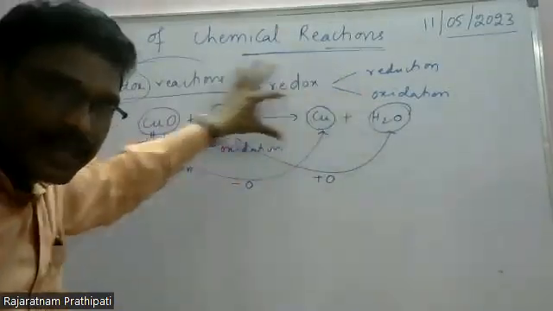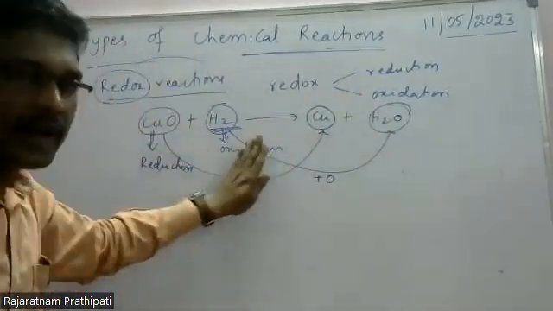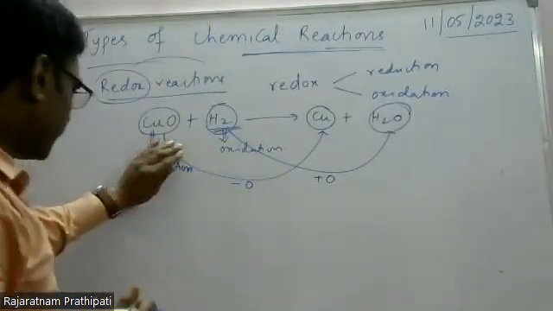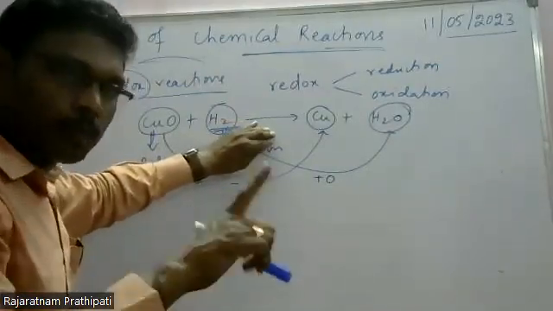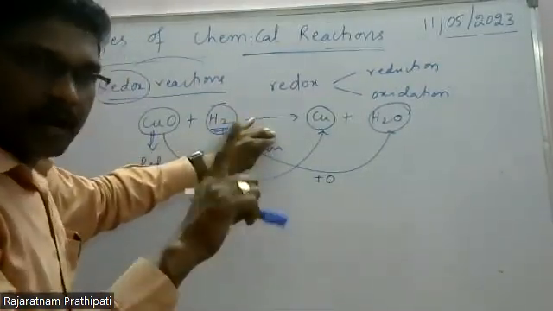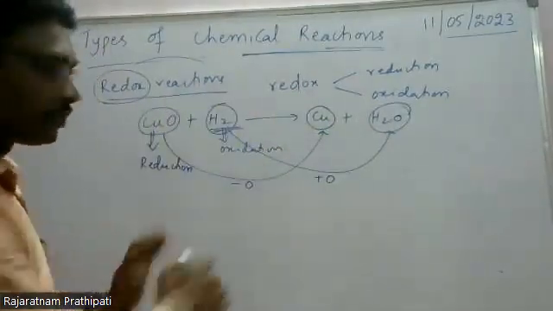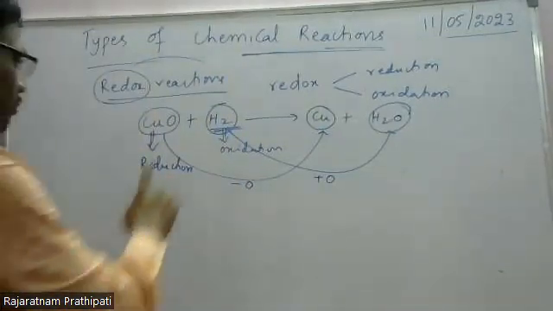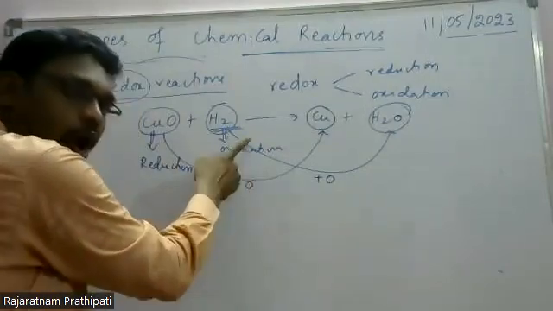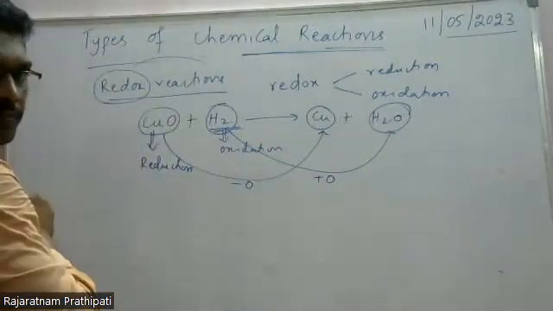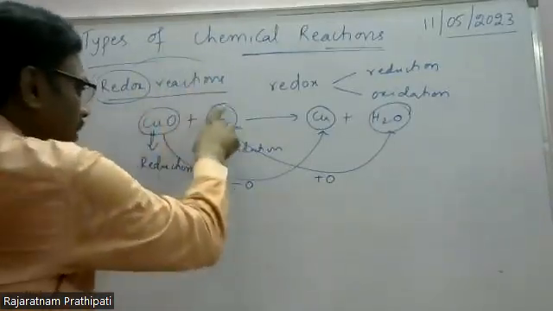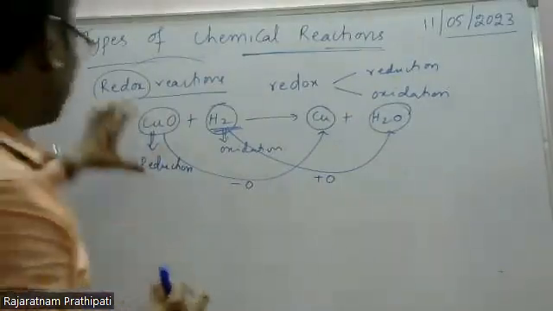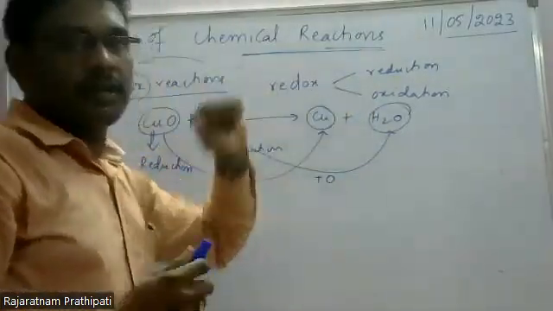Simultaneously, in a single reaction, both reduction as well as oxidation processes take place. Those reactions are called redox reactions. Why? Because if one substance undergoes oxidation, obviously another substance undergoes reduction. If one substance undergoes reduction, another substance must undergo oxidation. That's why those reactions are called redox reactions.